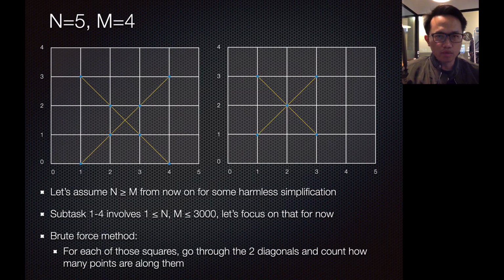As you might be able to see, the simplest way to solve this problem is to go through every single possible square and then examine the two diagonals and check how many points are on that diagonal. If the number of points turns out to be k, then that particular square should be counted. And if we keep track of it, eventually the ultimate count is the answer.